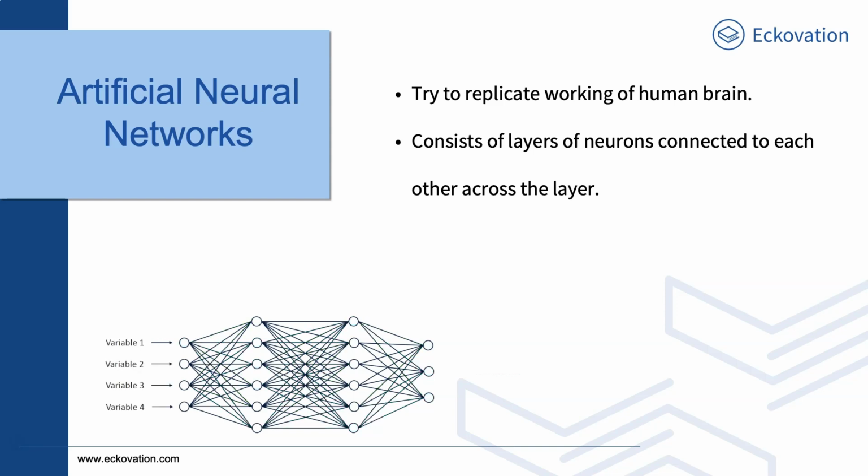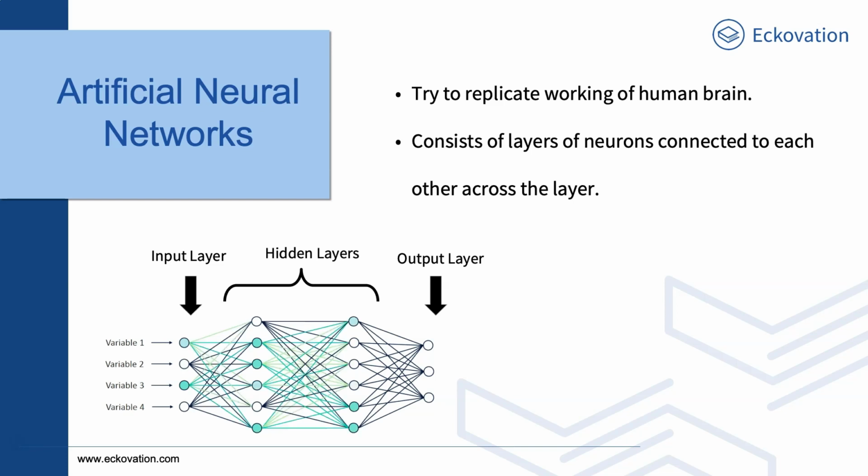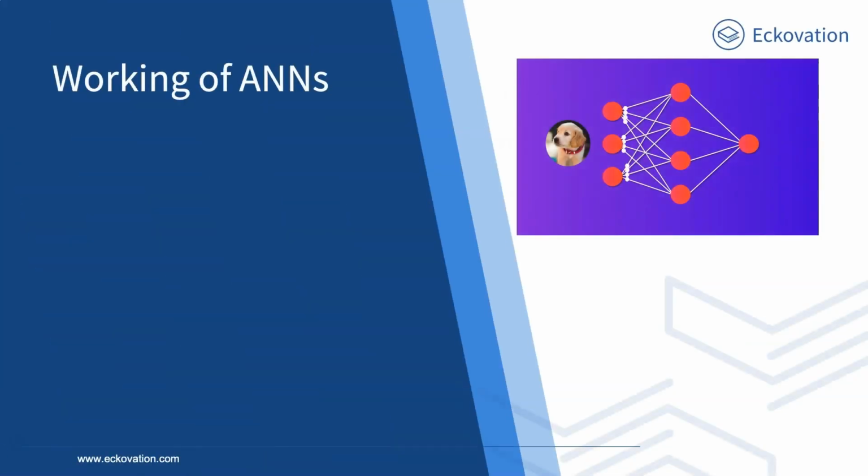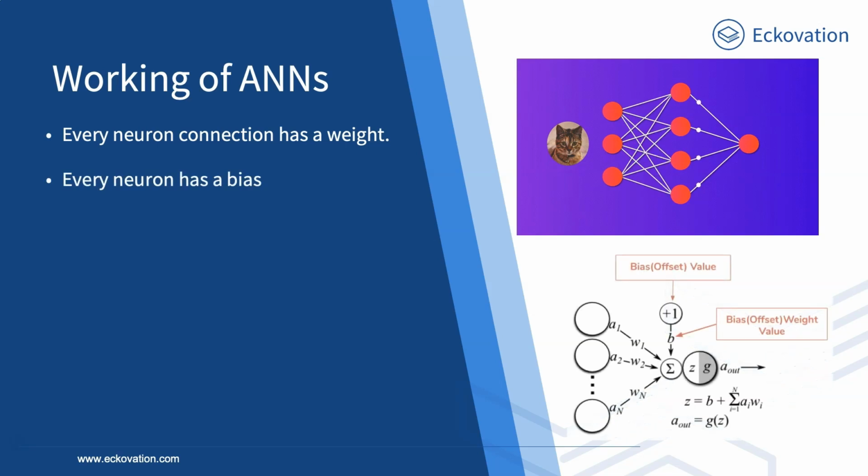Similarly, a neural network consists of layers of neurons connected to each other across the layer. The first layer is called the input layer, and the last layer is called the output layer. All other layers in between are called hidden layers. In artificial neural networks, every neuron connection has its own weight, which is multiplied to the input fed to the neuron. This weight denotes the strength of the connection.